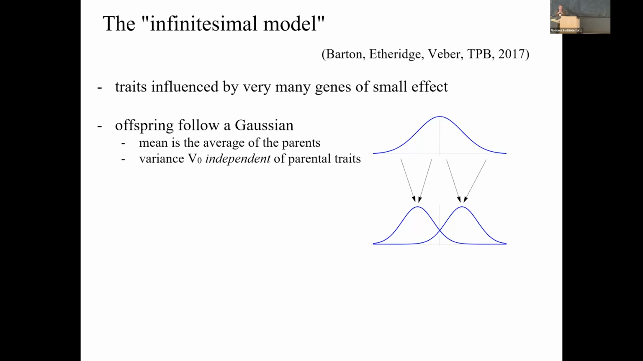So that's the crucial assumption in the model, and it empirically works rather well. That there's a certain variance, call it V0, which is independent of the parental trait values. And that means that if you select on the population, select the big ones or the small ones or whatever, you will not alter the variance. And that is a dramatic simplification.